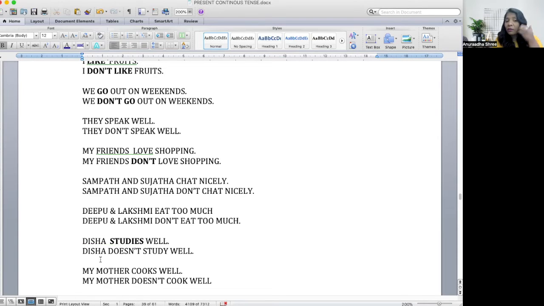When I want to make a negative of this, I use Disha doesn't. Doesn't is the negative word, but after doesn't, the verb should be in V1, the base verb. Disha doesn't study well. You're not supposed to use studies here. I repeat, only in the positive sentence, you need to use Disha studies well. When you're making a negative sentence, you need to say Disha doesn't study well. You can't say studies. If you write it like this, it's absolutely wrong.